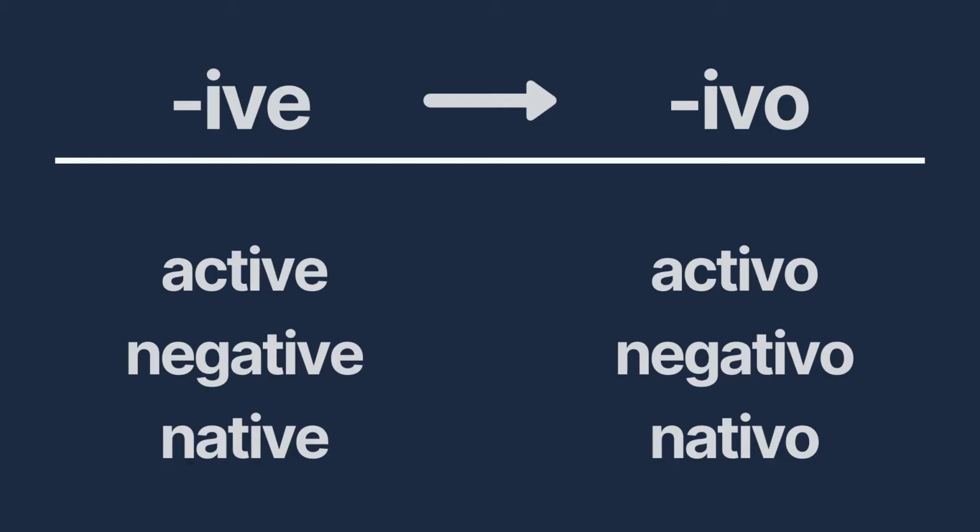Group 12, words that in English end IVE, in Spanish end IVO. Here's 3 examples. Active, activo. Negative, negativo. Native, nativo.